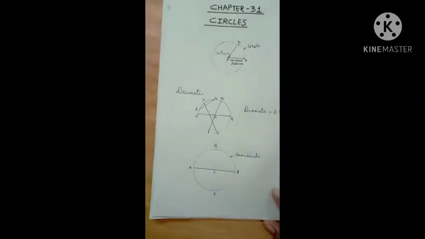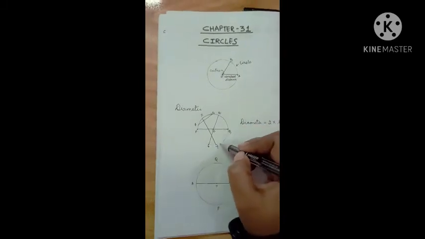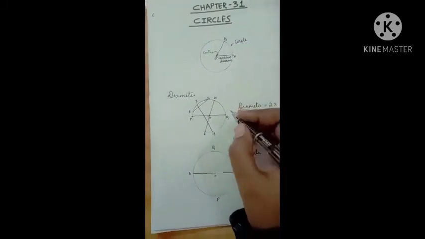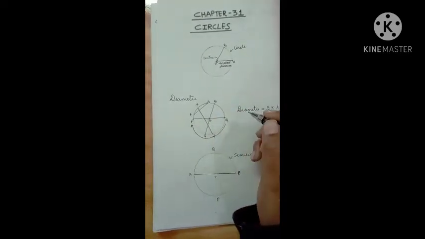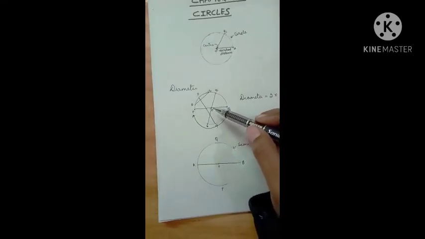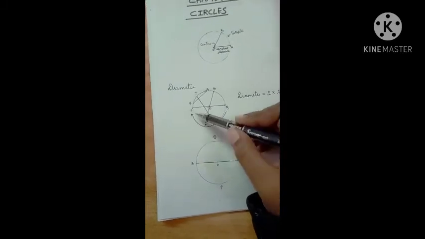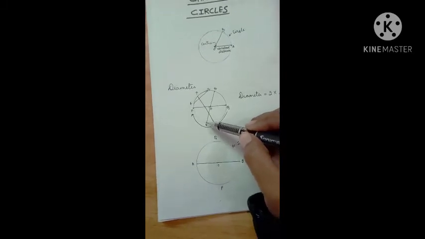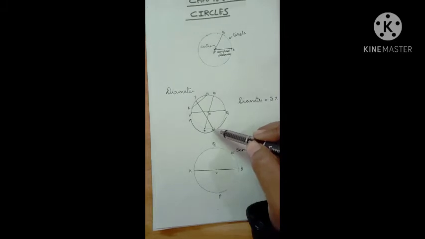Now circumference. The distance around the circle is called its circumference. Circumference is the perimeter of the circle. Suppose you run around a circle, it means you will cover a distance equal to the circumference of the circle.